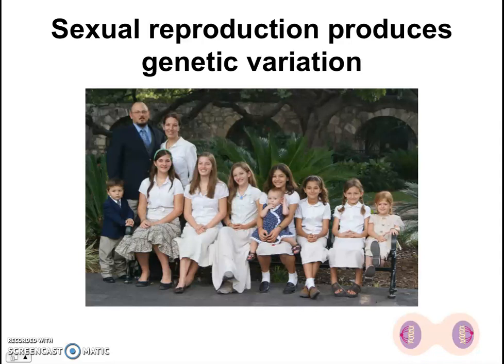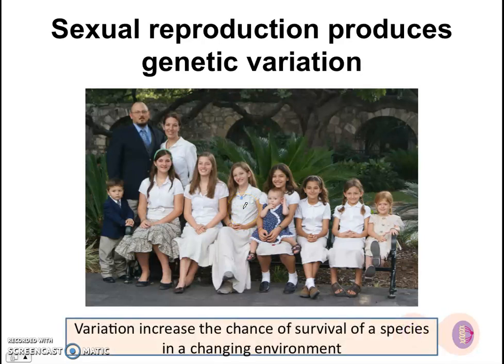Well, hello there and welcome back to our series of videos on the topic of cell division. Now, we all know that sexual reproduction produces genetic variation. Here we have our father and mother and their whole family of children. And you notice that all their children look different, right? There's variation. And variation is important because it increases the chance of a species surviving in a changing environment.